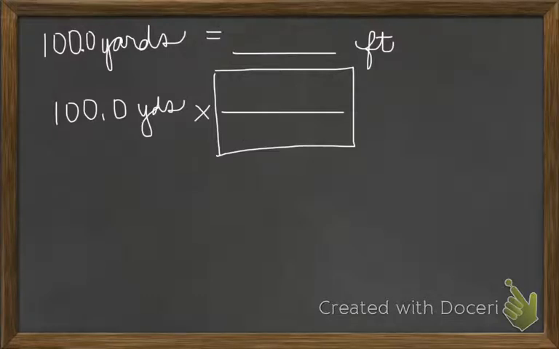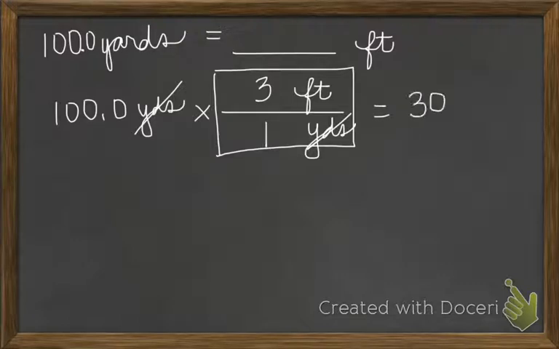Since I want yards to cancel out, I need to put yards on the bottom so that it will cancel, and feet on the top. Now, how are feet and yards equivalent? Well, there's 3 feet in 1 yard, so the answer would be 300.0 feet.